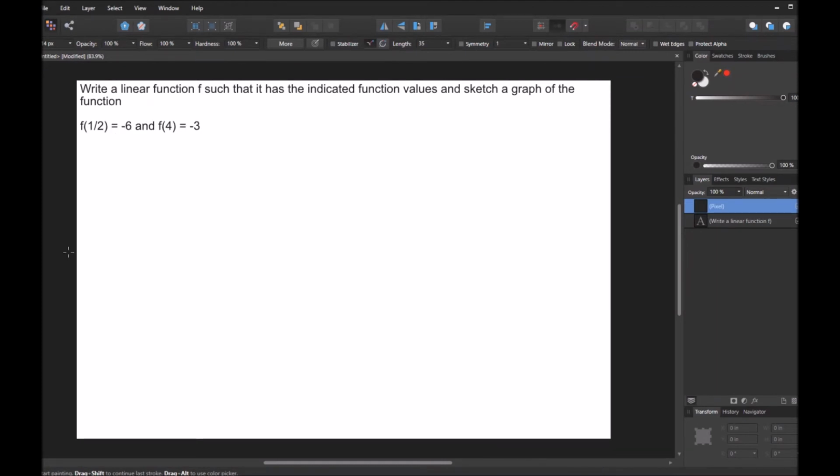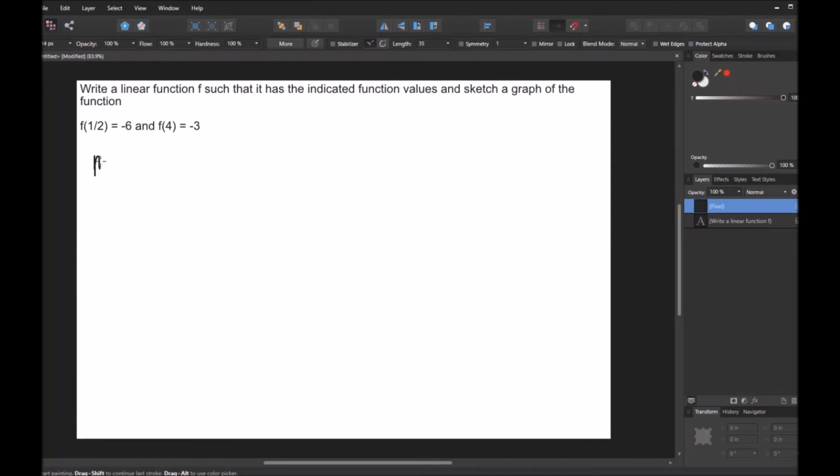Okay, so in this next problem we're asked to do the exact same thing, except now we're given f of 1/2 equals negative 6 and f of 4 equals negative 3. So considering I did the last one, I want you to pause the video, try it on your own, and come back to this when you think you've finished. So assuming you finished, let's see how you did.